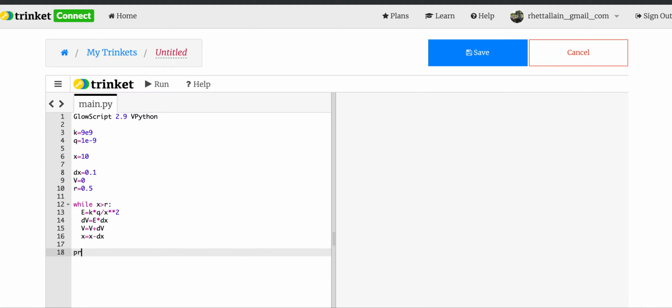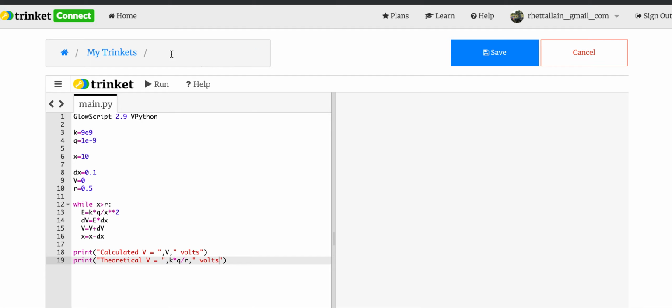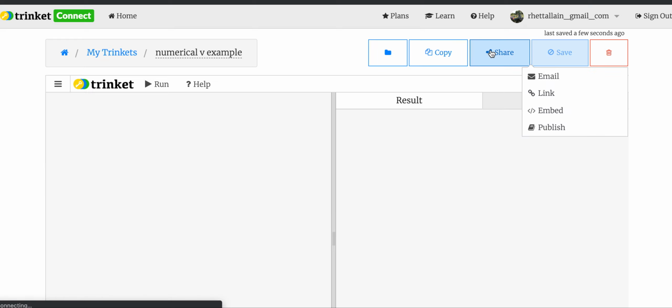And let's just do this. Let's print, here is my calculated V based on this, and it will be V in volts. And just for comparison, let's print the theoretical V, and that's going to be equal to K times Q divided by R volts. That's the equation. And let's save that. Numerical V example. Save. And now I'm going to run it.